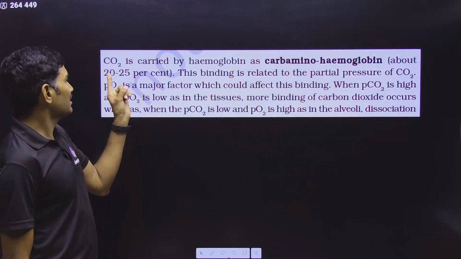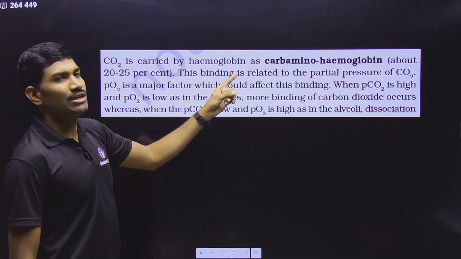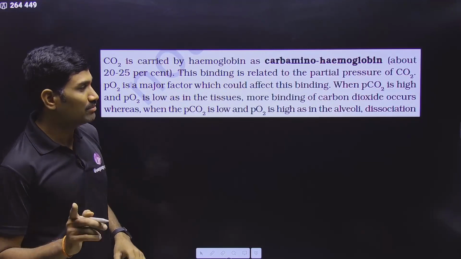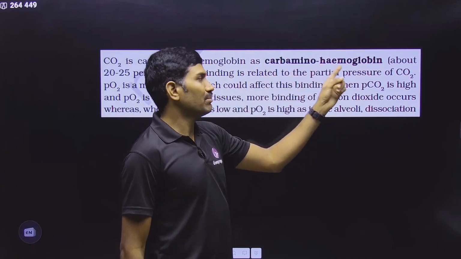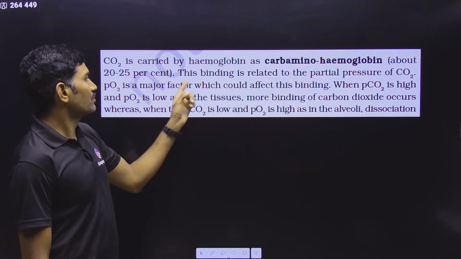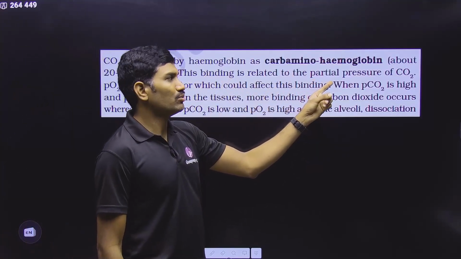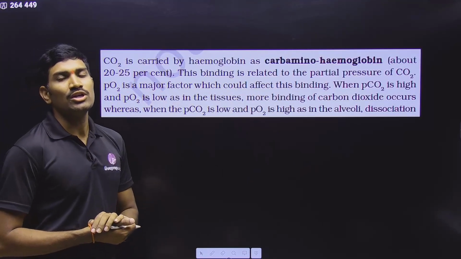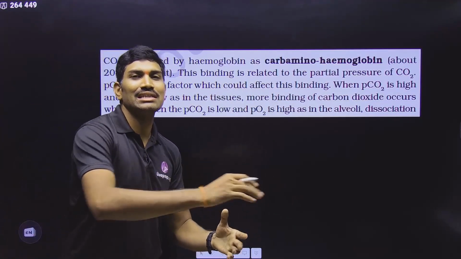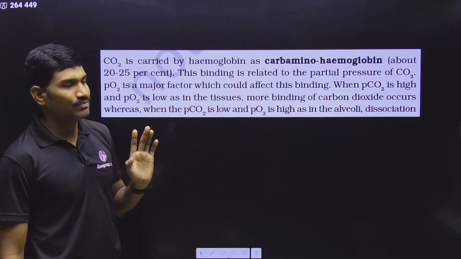Now let us go through NCERT content. CO2 is carried by hemoglobin as carbamino. It is not carboxy. Many students are making this mistake. It is carried as carbaminohemoglobin. How much is it? About 20 to 25%. And this binding is related to partial pressure of CO2. At the level of tissues, more partial pressure of CO2 is there. That's why CO2 can easily bind with hemoglobin.